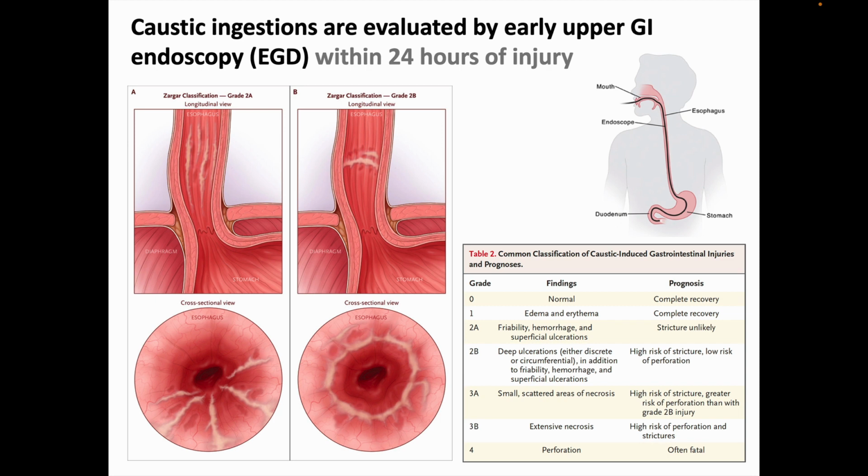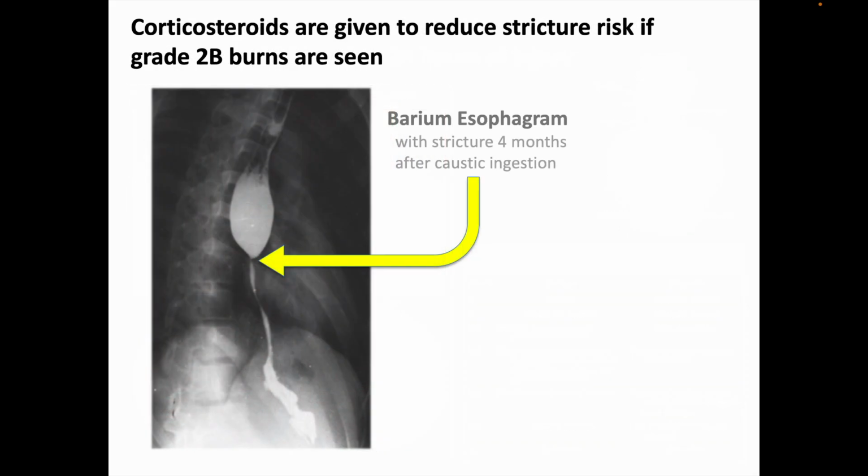With grade 2 injuries, the pattern of burns helps risk stratify who's at more or less risk of scarring that causes esophageal strictures. If a patient has longitudinal burns, grade 2A, that's more benign. But if there are circumferential burns, grade 2B, that's more likely to result in strictures. Corticosteroids are given to patients if grade 2B burns are seen to reduce the risk of strictures.